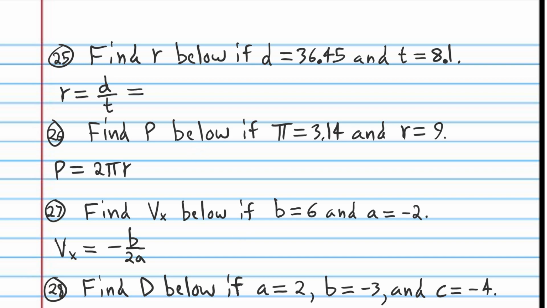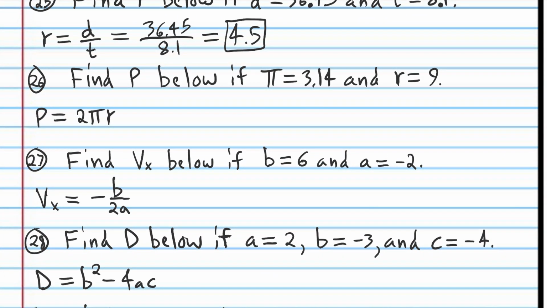All right, we're back. So for D, we're going to write 36.45, and for T, we're going to write 8.1. And I'm going to get out my calculator here. 36.45 divided by 8.1 equals 4.5. So if you got 4.5, good job.